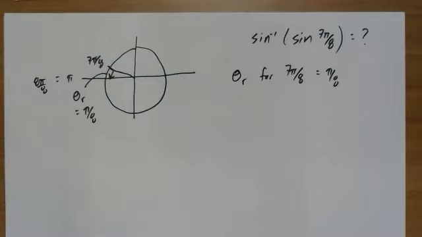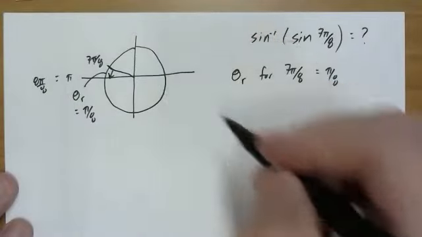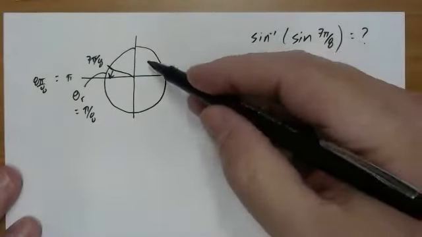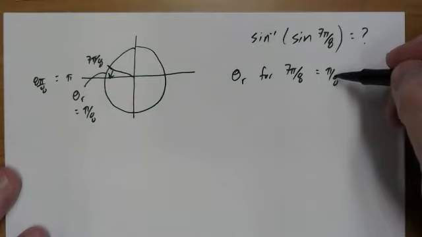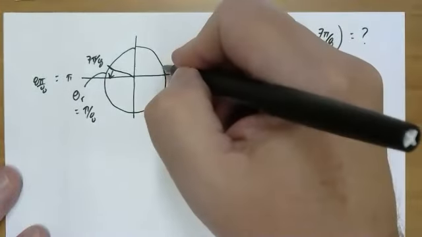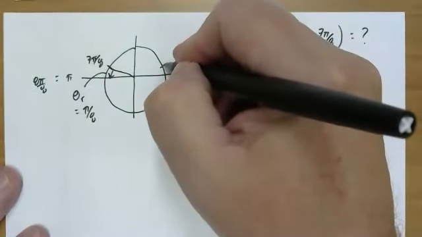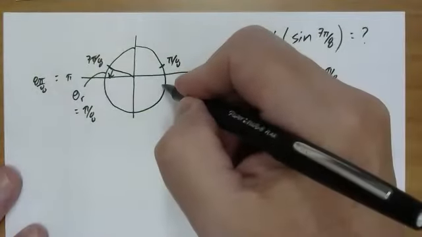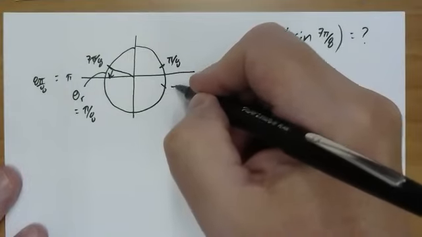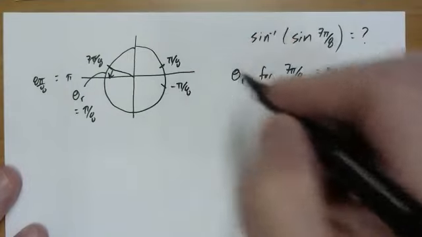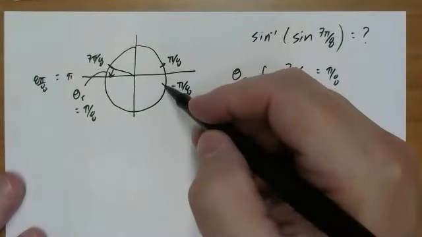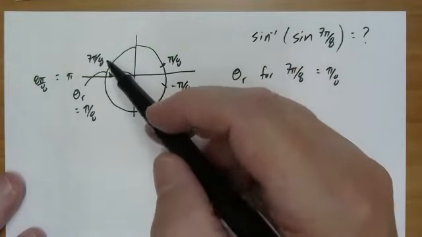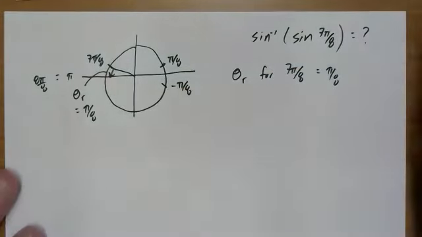Now what I want to do is go to the right-hand side of the circle and find the angles on the right-hand side that are reference angles with this, which means hopefully it's obvious that pi over 8 is a reference angle. Although, and sometimes this is important, negative pi over 8 also has the same reference angle. So there are actually two angles over here that have the same reference angle as 7 pi over 8.